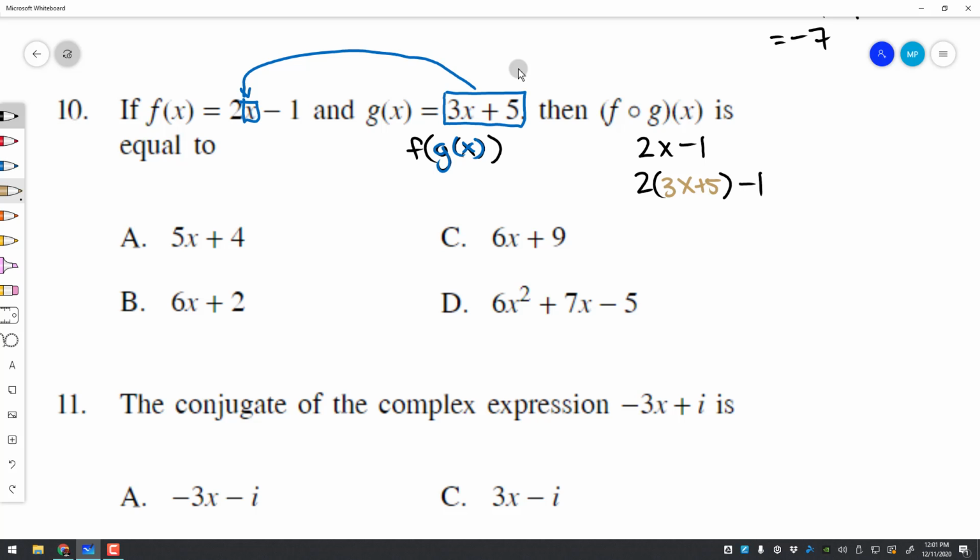All we need to do is simplify this, distribute our 2 to both terms here. That gives me 6x plus 10. And combining 10 and negative 1, we get 9. 6x plus 9, or C for number 10.